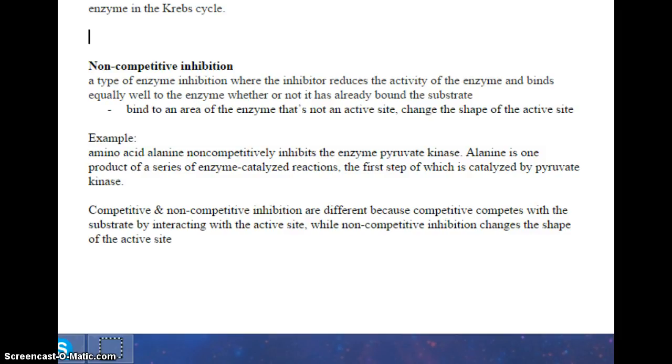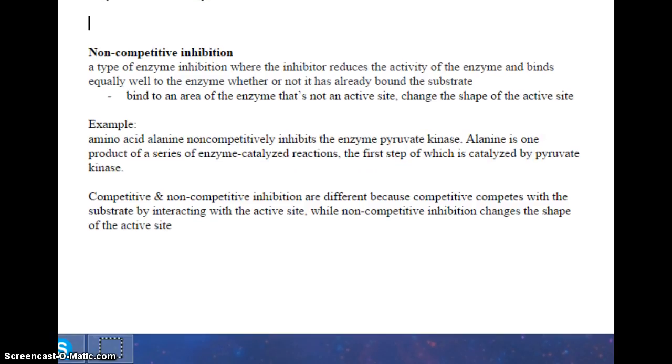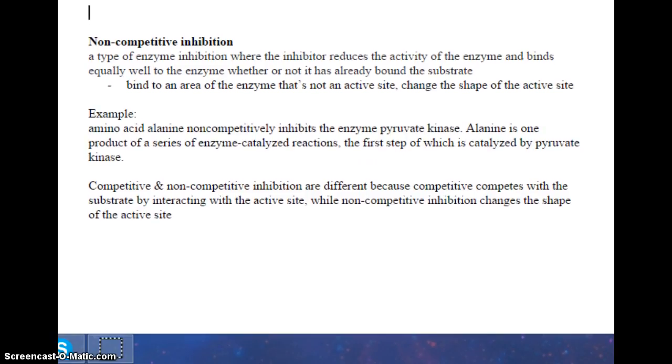And alanine is one product of a series of enzyme-catalyzed reactions, and the first step is catalyzed by pyruvate kinase. So this makes sense because alanine will be like an end product inhibitor. So if too much alanine is produced, then it inhibits the first enzyme, pyruvate kinase, which helps stop the enzyme-catalyzed reaction if there's too much of the end product.